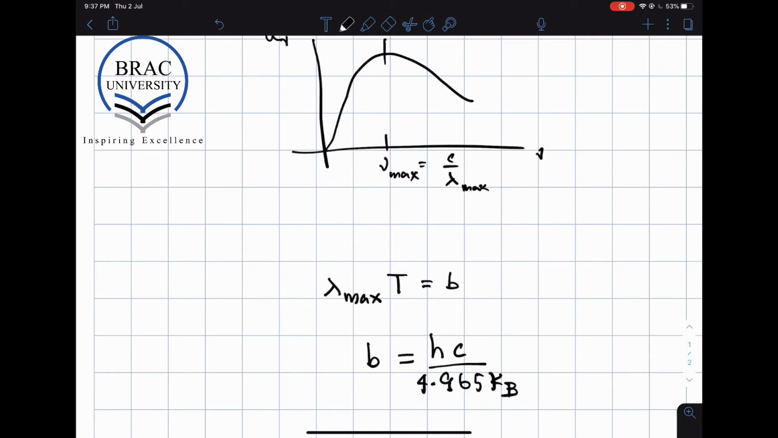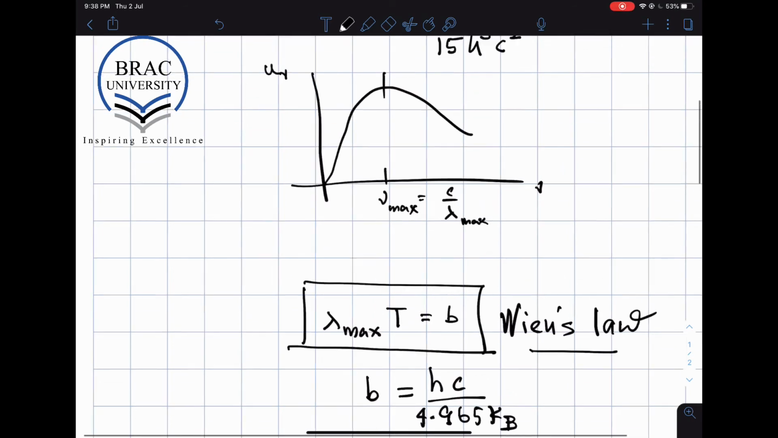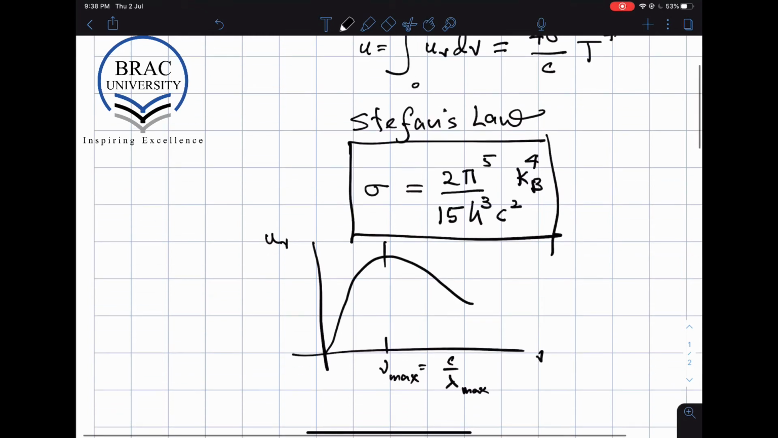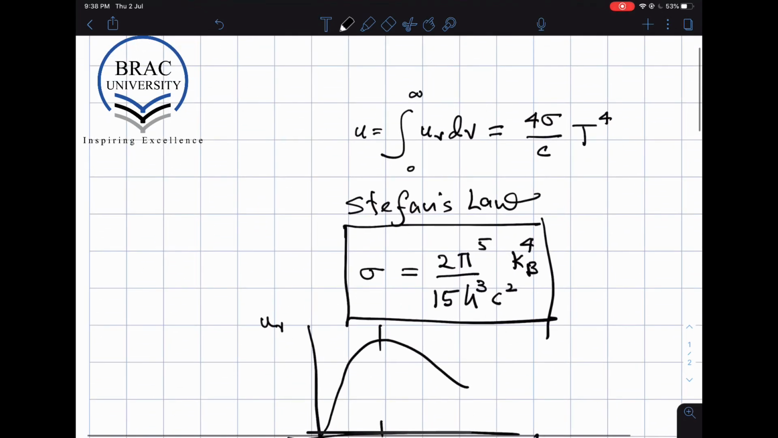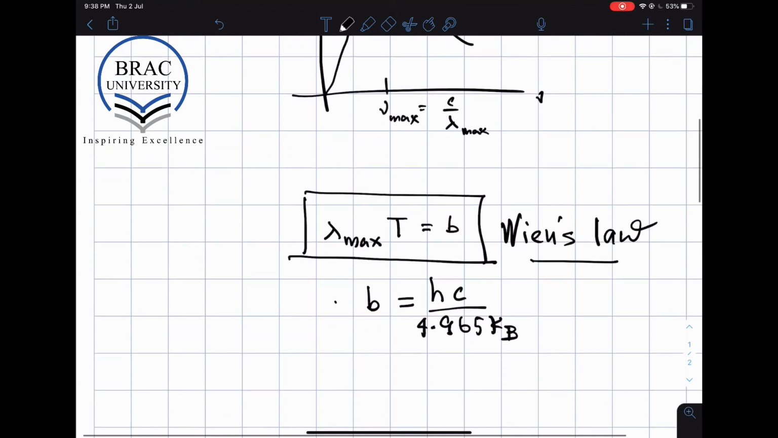So why are we interested in this? By the way, this law is called Wien's law. The reason why we're interested in Wien's law and Stefan's law is because you can do the experiments and measure these constants. You can measure sigma and you can measure B.